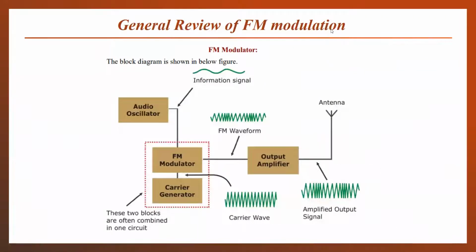So how are FM signals generated? The generation of the FM signal, or we can say FM modulation, is shown here. This is the general block diagram of the FM modulator. First of all, the audio oscillator, which will provide audio signals of low frequency, up to 3.4 kilohertz, and this signal will be provided to the FM modulator.